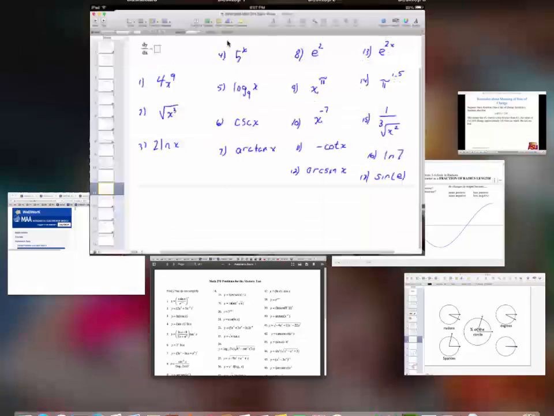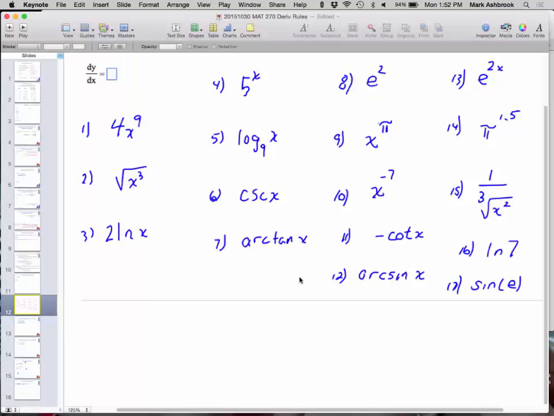Let's do this fast so we can get to some harder ones, just so you get a feel for the first half of the mastery exam. See if you can do it in 2 or 3 minutes. Practice without using your rule sheet. Put yourself in the test situation. Don't use a rule sheet. See what you remember.